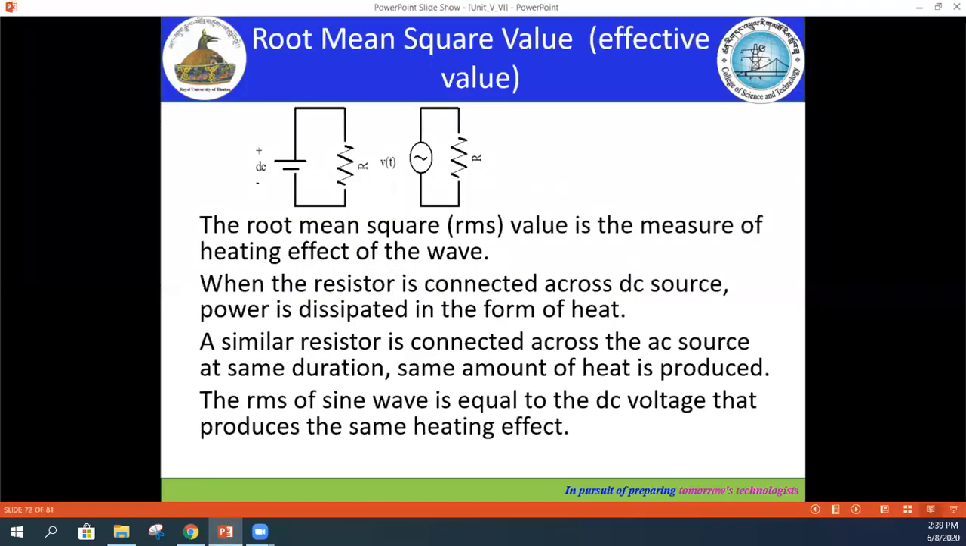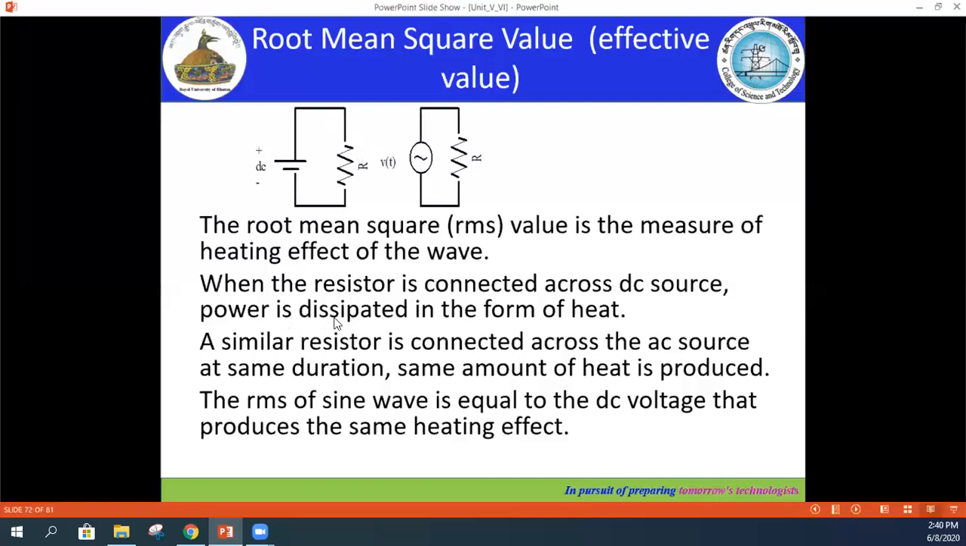Another terminology that we are going to cover is the root mean square value, which we also call the effective value. Now the root mean square, or the RMS value, is the measure of the heating effect of the wave. RMS is indirectly calculating the heating effect of the AC wave when the resistor is connected across the DC source. Let's consider the first circuit here.